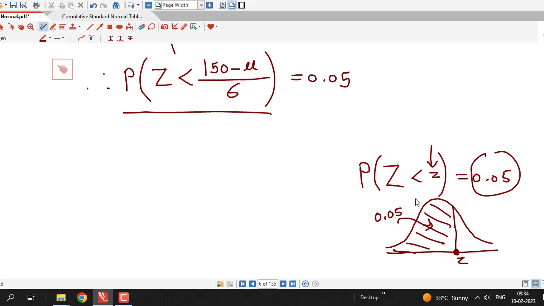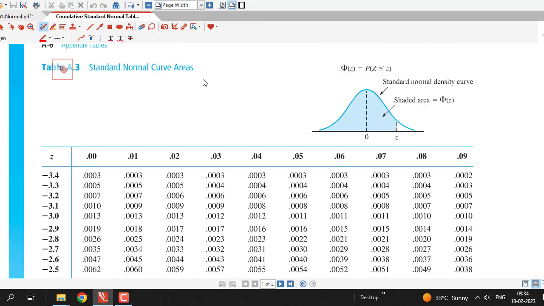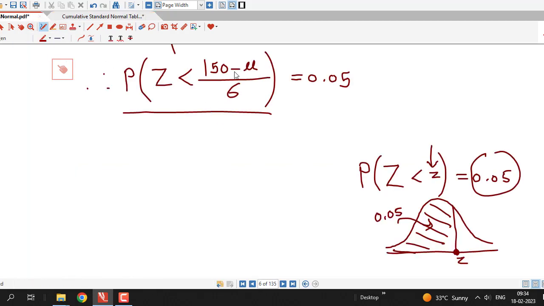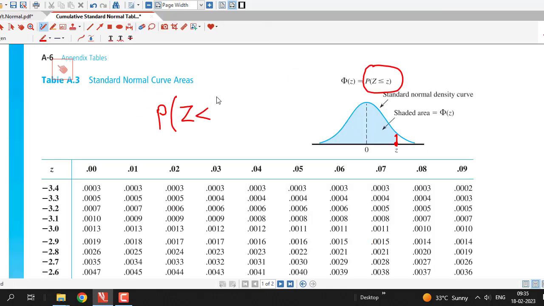So for that we will use cumulative standard normal table. In cumulative standard normal table we are given this type of probabilities: probability that capital Z is less than or equal to Z, or areas to the left of this point Z. Here we are given the area to the left of this point 150 minus mu over sigma. We are having probability that capital Z is less than 150 minus mu over sigma is 0.05. We are given the value of area which is to the left of this point.